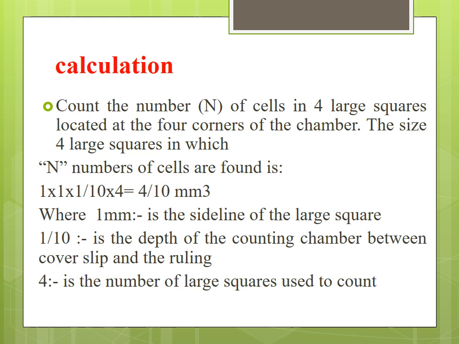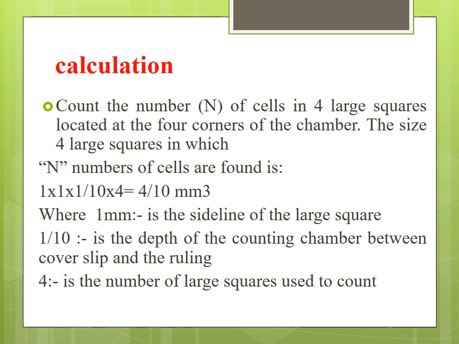Calculation: the number of cells in 4 large squares located at the four corners of the chamber. Students, the first step of calculation is to determine the size of the 4 large squares in which the cells are found. This can be done by multiplying the height by width by the depth of the chamber. The side line of the large square is 1 mm, multiplied by the width of the large square, which is also 1 mm, since the sides of the square are equal, multiplied by the depth of the hemocytometer chamber, which is 1/10, the standard for the Neubauer chamber, multiplied by 4, the number of large squares, which is 4 squares.